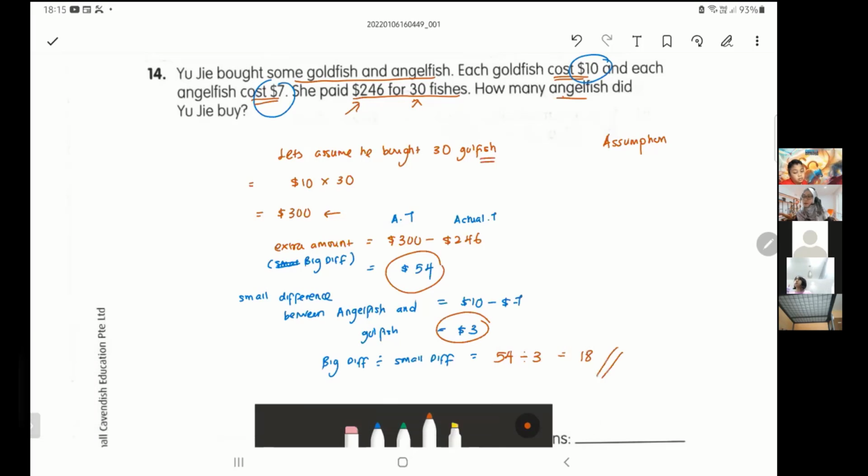18 is the answer. Okay, so always assume the item that you do not want to find. Then you go and find the total difference, which I call the big diff. Then the small difference is between the single, individual item. Then take the big diff divided by small diff, you get the answer. It's always like that, assumption concept.